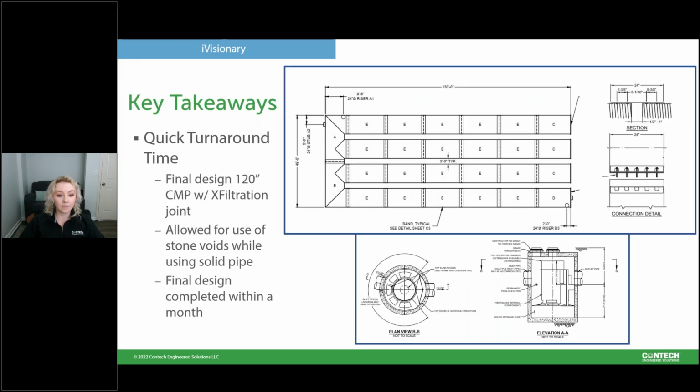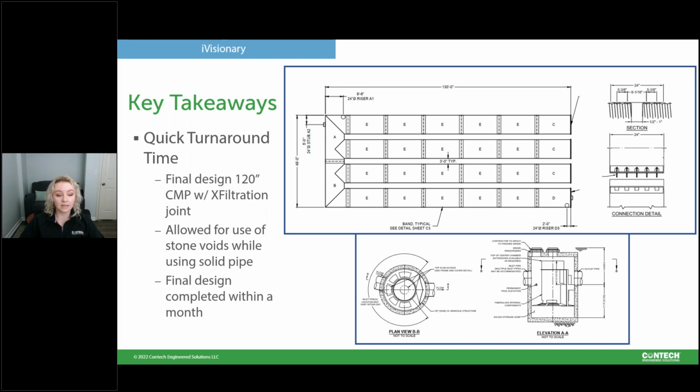So what we ended up landing on for this system was actually 120-inch. We increased it from 96-inch up to 120-inch using an exfiltration joint. With lead times, our perforated lead times were a little bit higher than our solid walled at this time of this project, and so we really needed to make sure we got something to site as quick as possible. With the exfiltration joint, it's a solid walled system, and it's basically a gap joint that allows for water to flow in and out of the stone. So we can utilize the stone void space on these systems. It functions similarly to a perforated CMP system. It just looks a little bit different.